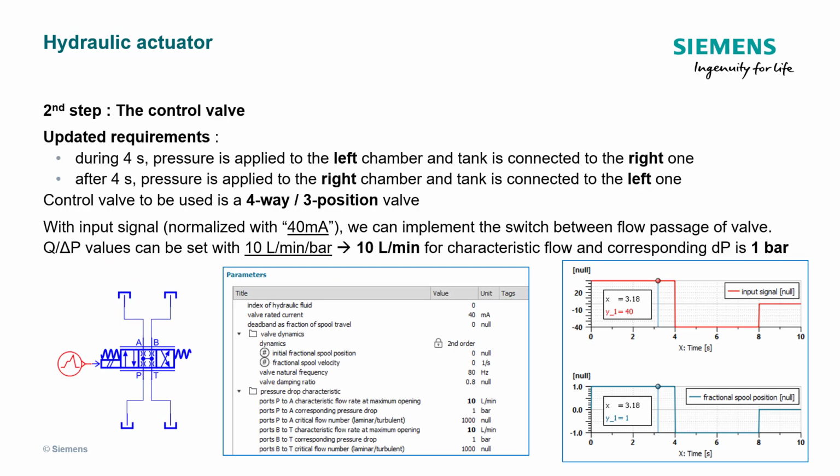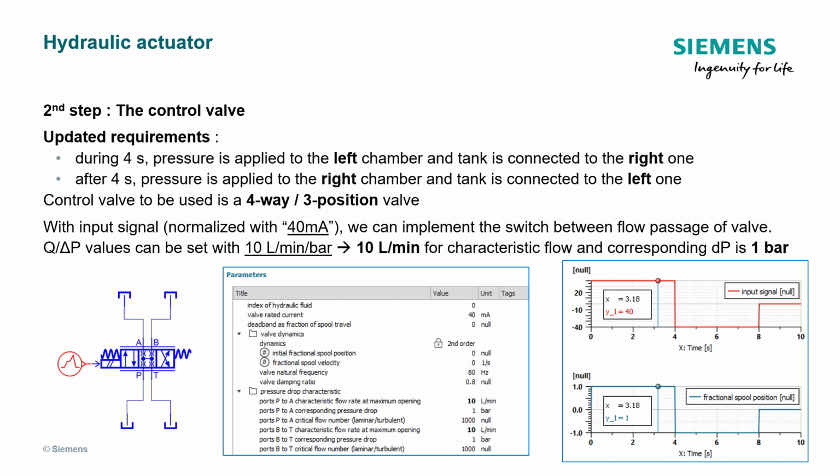In the second step, the system requirement is updated. The pressure source needs to apply in different chamber for different phases. To meet this requirement, we will use a 4-way 3-position valve. From this valve icon appearance, you can already understand that flow passages can be switched between left and right position.